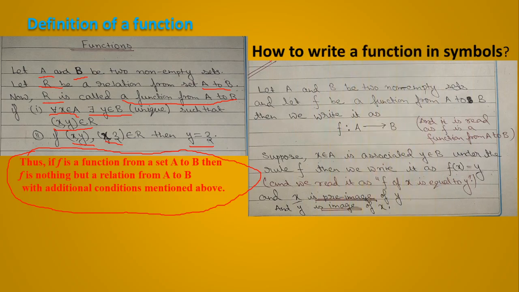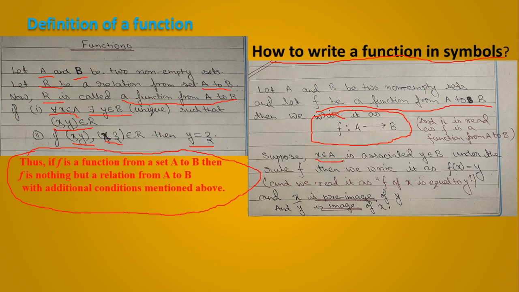How to write a function in symbols? So let's say f is a function from A to B. Then function f is written as this: f: A → B. It is read as f is a function from A to B.